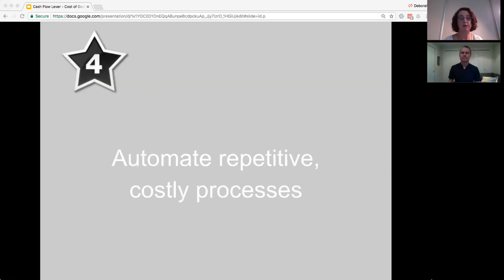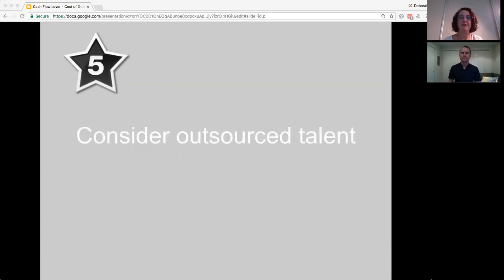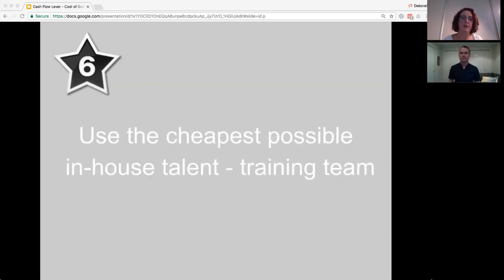Automate any repetitive, costly processes. Consider using outsourced talent. Outsourced talent can often be brought in to do some of those processes that are costly but unable to be automated in a cost-effective way. Use the cheapest possible in-house talent. Train your team to upskill so that you have more than one person who's capable of doing a job.